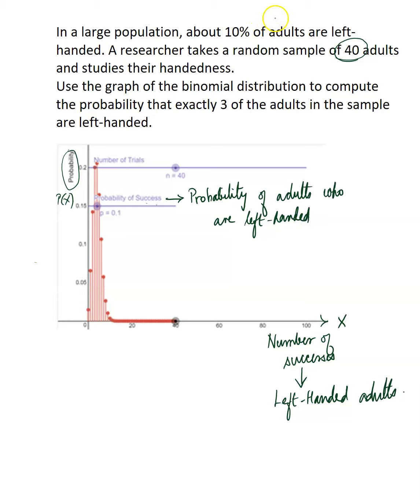Therefore, you go back to the problem and see, okay, there are 10% of adults who are left-handed. So this implies probability p is 10%, but you don't write it as a percentage. So change it to a decimal and you get 0.1. And that's what's indicated here as p equals 0.1. So they've given that information. And we need to find exactly how many adults in the sample are left-handed.